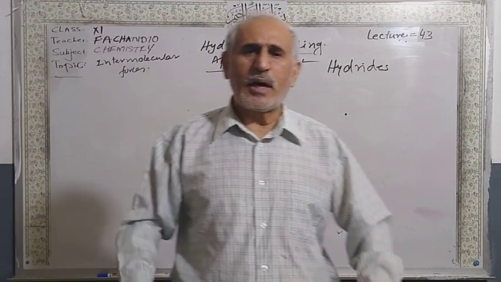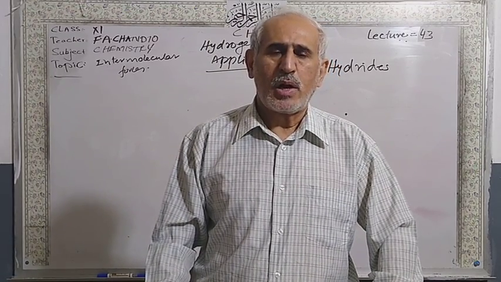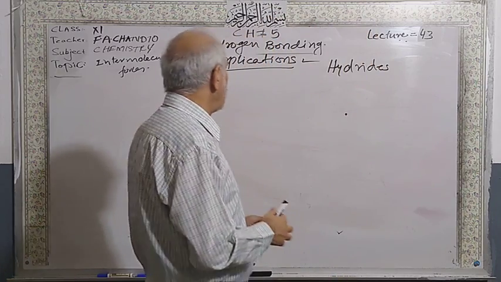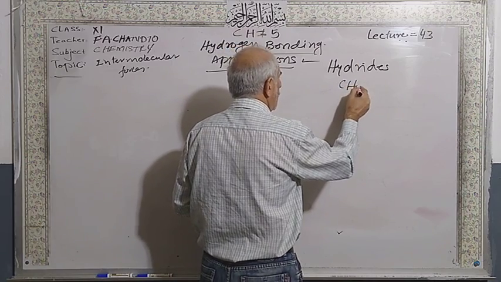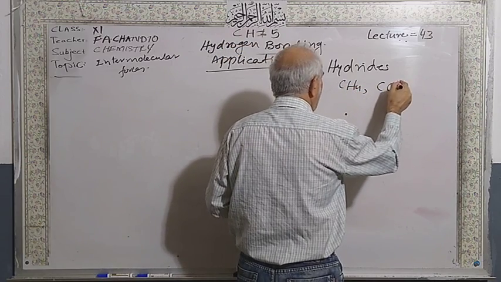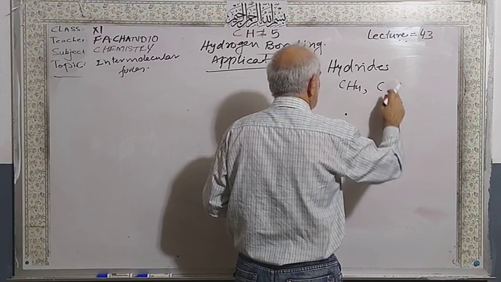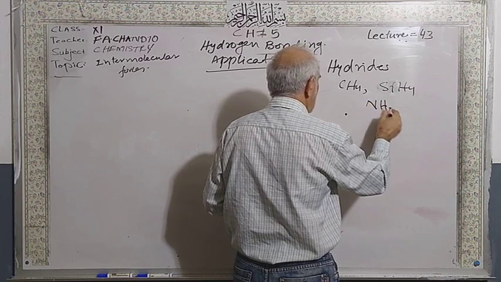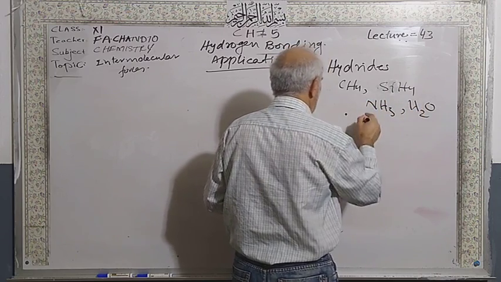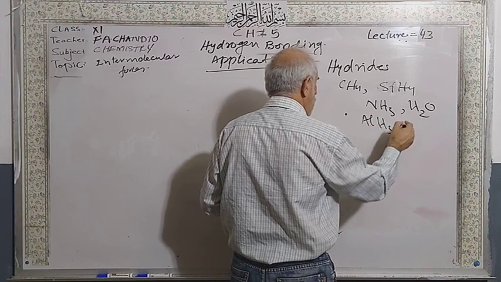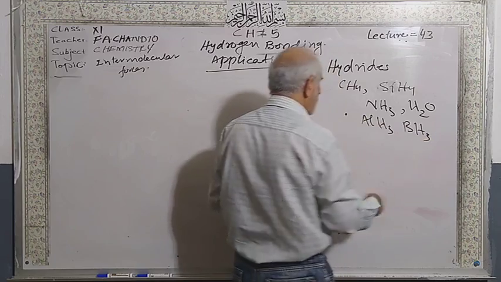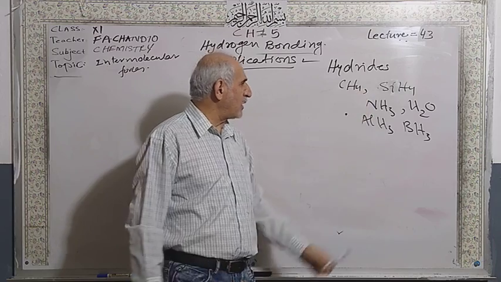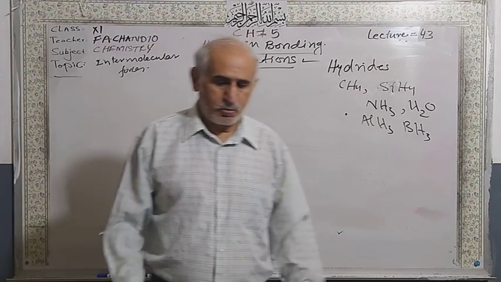Binary compounds of hydrogen are called hydrides. So methane, carbon tetrachloride, silane hydride, ammonia gas, water, aluminum hydride, boron hydride, like this one. There are many. So binary compounds of hydrogen with other elements are called hydrides.